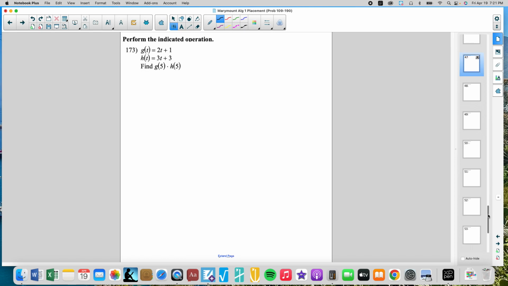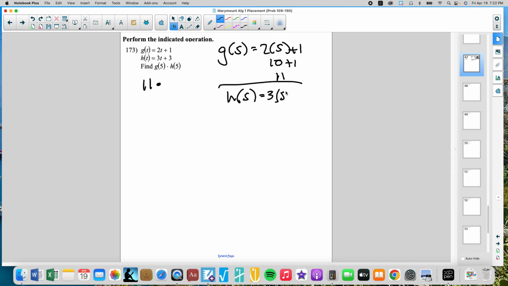173, we got 17 problems still to do. G of 5 equals 2 times 5 plus 1, which is 10 plus 1, which is 11, times, that's kind of cool, H of 5, which gives you 3 times 5 plus 3, which is 15 plus 3, which is 18. So 11 times 18 is 198.